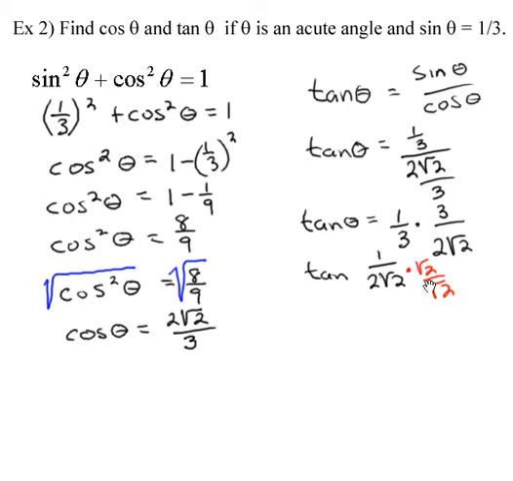But of course, we need to multiply numerator and denominator by the square root of 2 to get our answer in simplest radical form. So in the numerator, that's the square root of 2. And in the denominator, the square root of 2 times the square root of 2 is the square root of 4, which is 2, times this 2, which gives me my answer. The tangent of theta is the square root of 2 over 4.